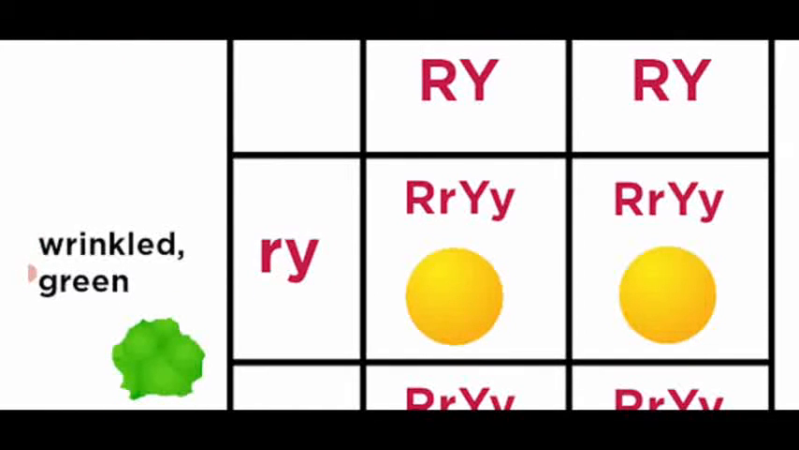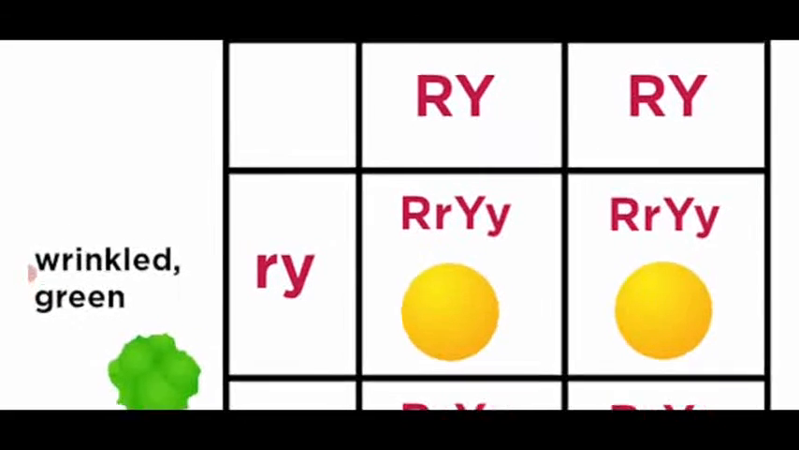When I come to the other parent, they have two characters. One is wrinkled, opposite to round. Round is a full shape, and wrinkled is shrunken. Then the color of the seed is green. So this is the recessive character, denoted as small r, small y.